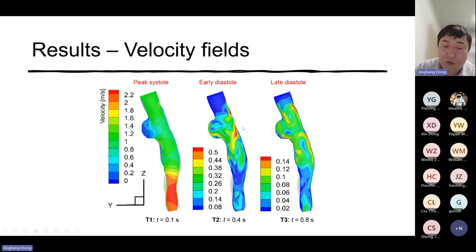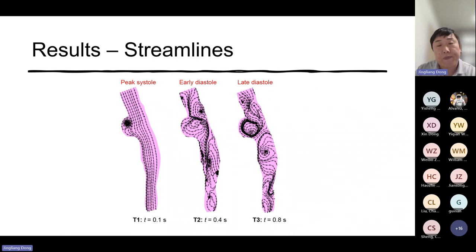To quantify the disturbance of the flow, we use a few different ways. This one is using the streamline to show the flow separation within the aneurysm section. And the flow direction is also highlighted by the arrowheads. We can see a strong vortex is formed and established within this aneurysm, especially for T1 and T3 events, but a little weak in T2 because this is an early diastole phase.